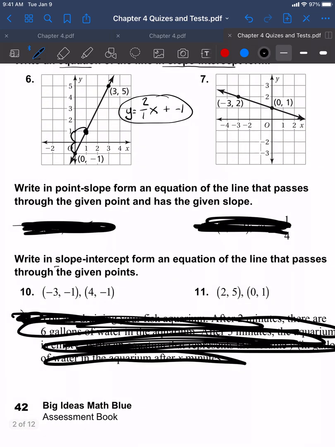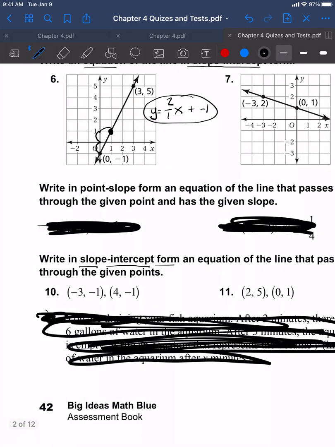Okay? 10 and 11. Write the slope-intercept form. Which equation is that? You're thinking of how to find slope, which is good. I want you to remember that. But what is the equation for slope-intercept form? Y equals mx plus b. I want you guys to make me a y equals mx plus b equation given these 2 points.